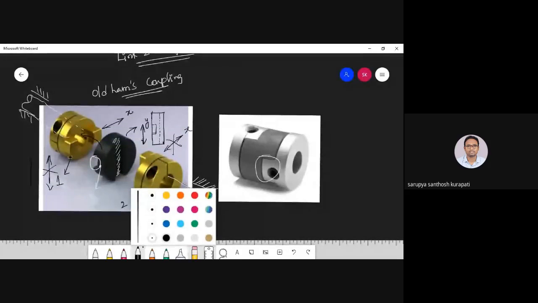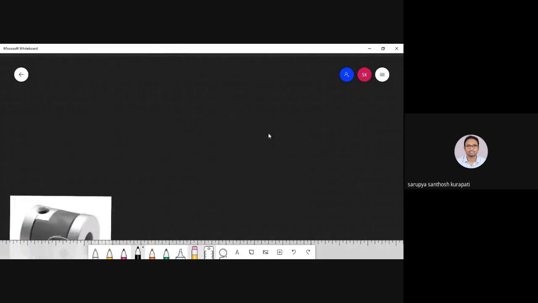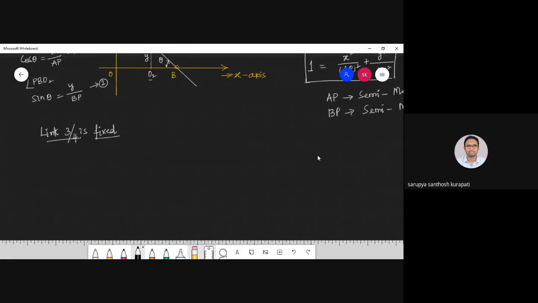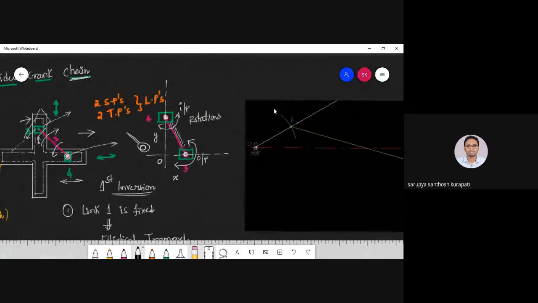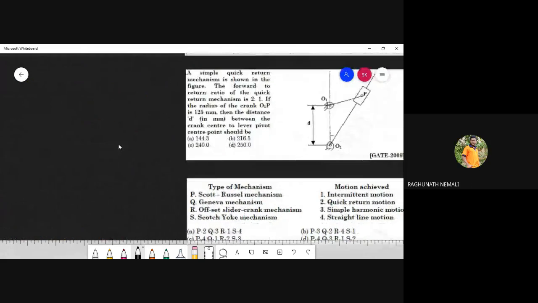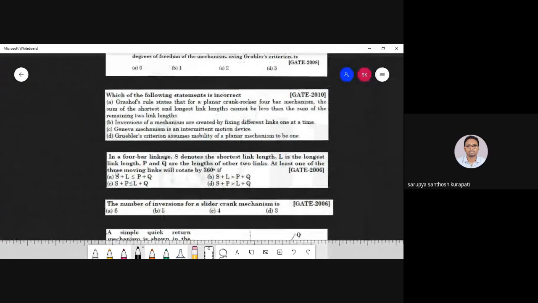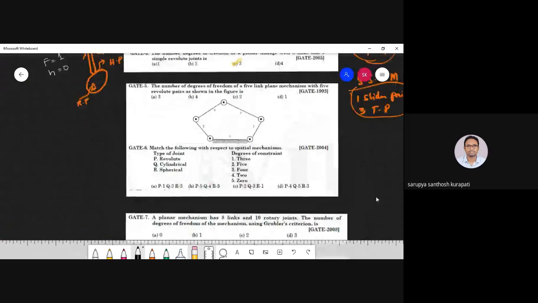So this is the story of simple mechanisms, and we have concluded the first part, the first unit in theory of machines. We'll discuss some GATE questions, and afterwards we'll move on to the velocity diagrams. Do you have any doubts in the first part? No, sir. I think it's clear. So we'll discuss some GATE questions and move on to the next topic.